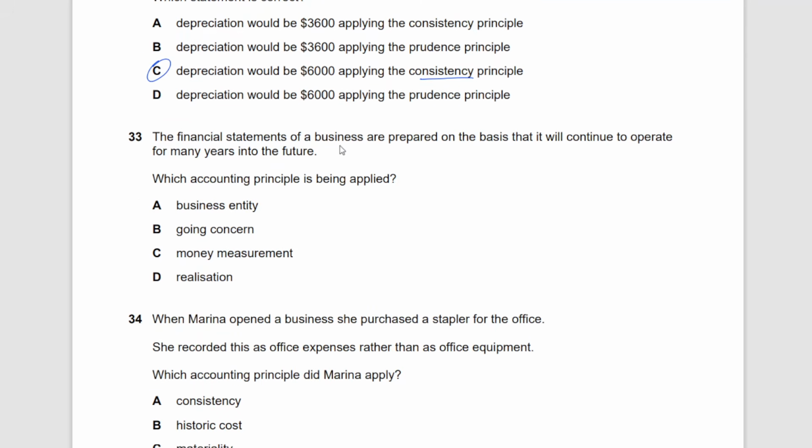The financial statements of a business are prepared on the basis that it will continue to operate for many years into the future. By definition, this is the going concern principle.